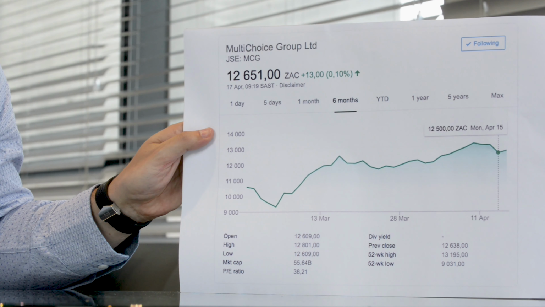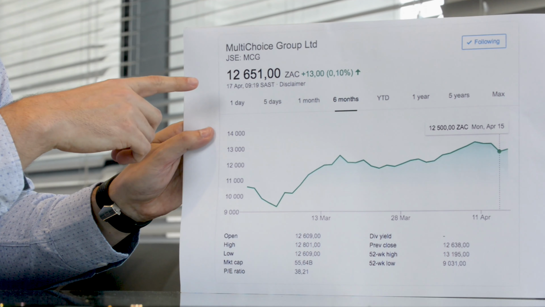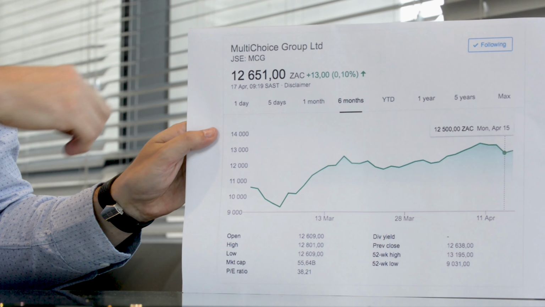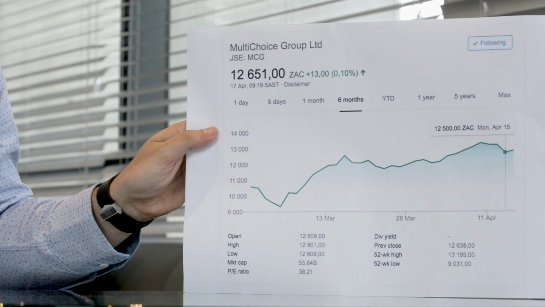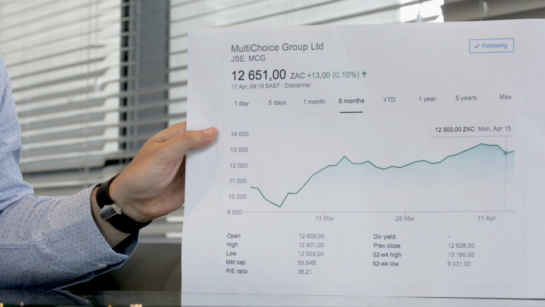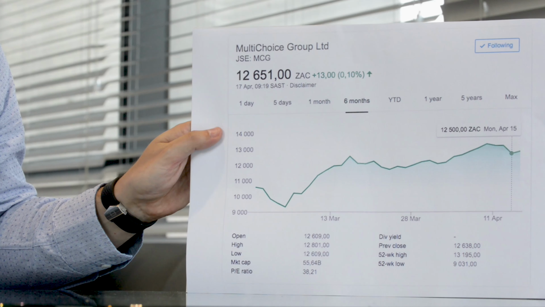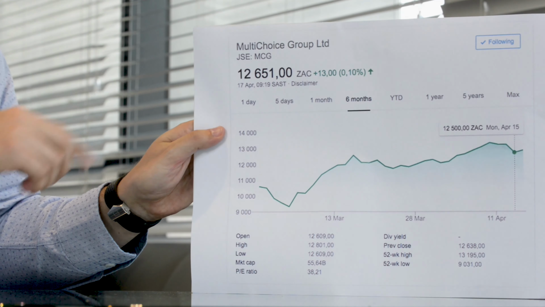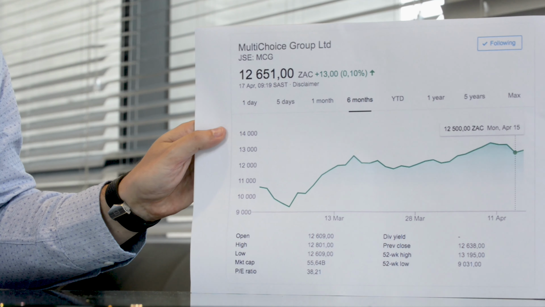of the group, MultiChoice Group Limited, our JSE short code, which is MCG. The current share price in cents, which is 12,651 cents or 126 Rand 51. The cent movement from the opening for the current day, which is 13, and that represents a 0.1% increase.